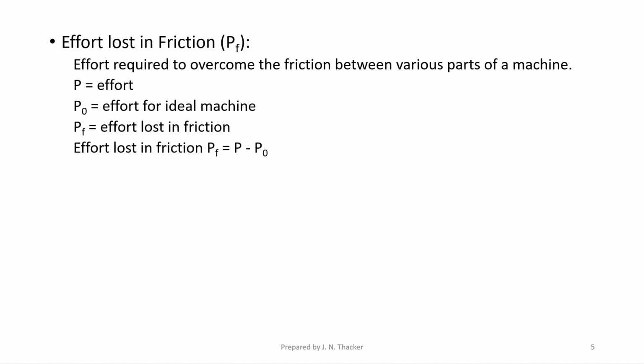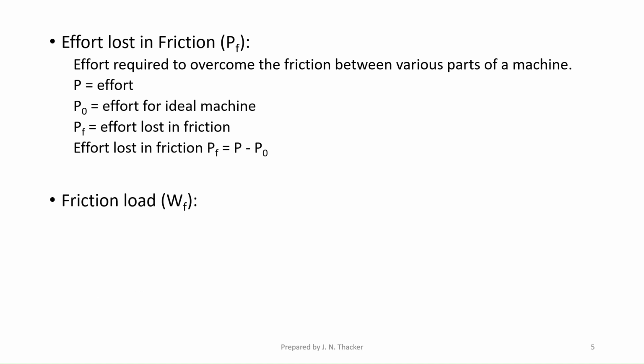Now consider that P is the total effort put in by you, P0 is the effort required for an ideal machine, and PF is the effort lost in friction. So the relation you get between these three terms is PF, that is effort lost in friction, is equal to P minus P0, that is effort required in our machine minus effort required in an ideal machine. Now, in an ideal machine, there won't be any friction, so you will require much less effort, and this difference is effort lost in friction.